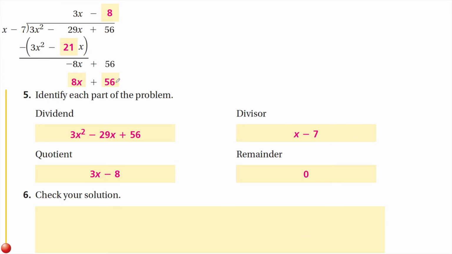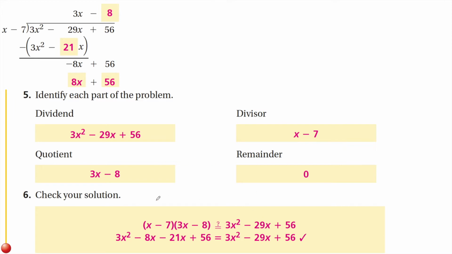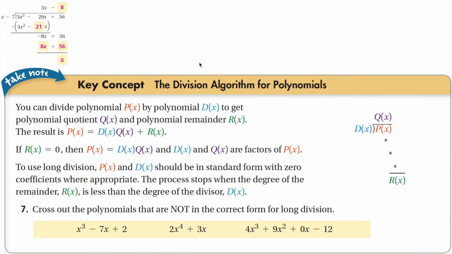And then to check our solution, we just plug everything back in, and basically we're going to multiply everything out, and if it ended up being the exact same thing at the very end, then we're all good. And in this case, after multiplying x minus 7, or the divisor, by our quotient, that 3x minus 8, we did in fact get the dividend, which is that 3x squared minus 29x plus that 56, which means that we did it correctly. Great job.